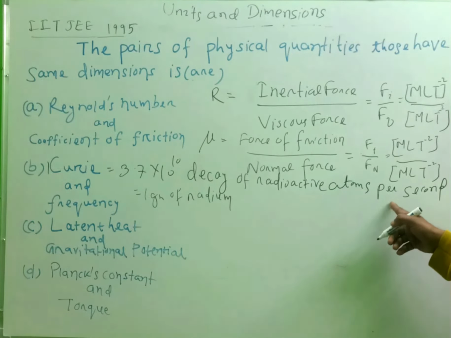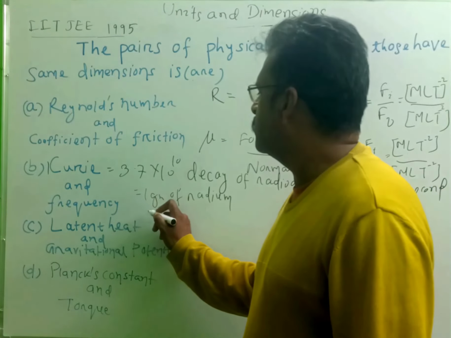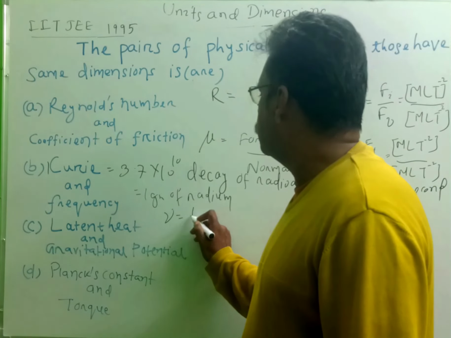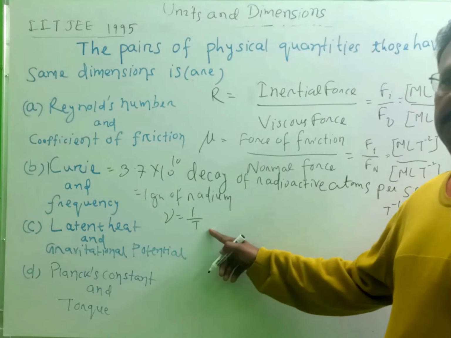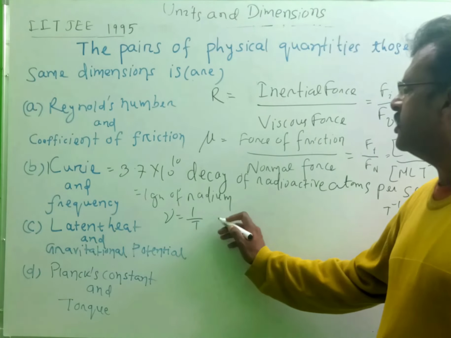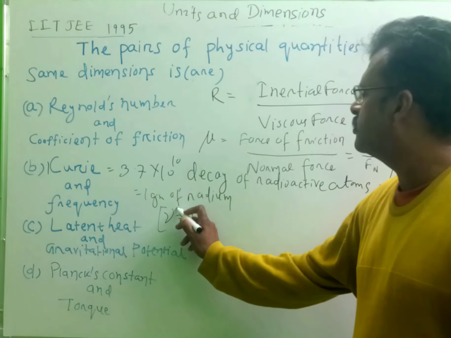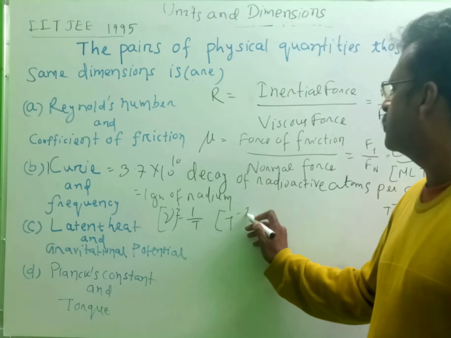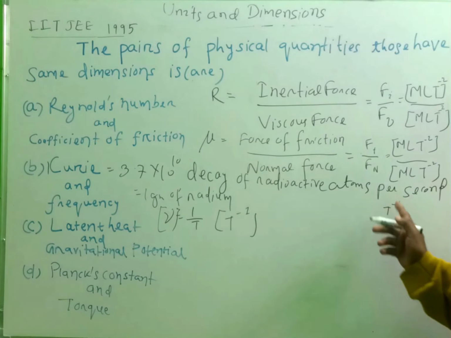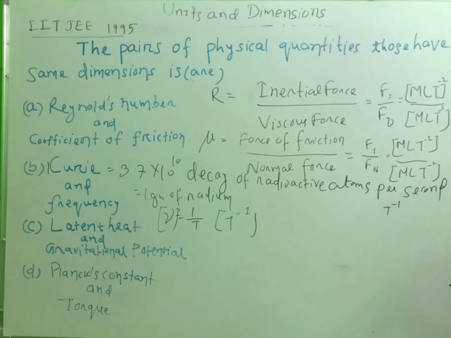And what is the dimension of frequency, student? Frequency, by definition, is equal to 1 by time period T, the number of oscillations per second or the number of vibrations per second. So frequency also has, student, dimensions T to the power minus 1. So Curie and frequency both have dimensions T to the power minus 1.